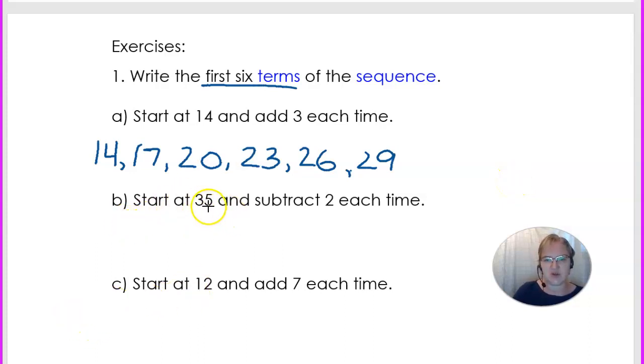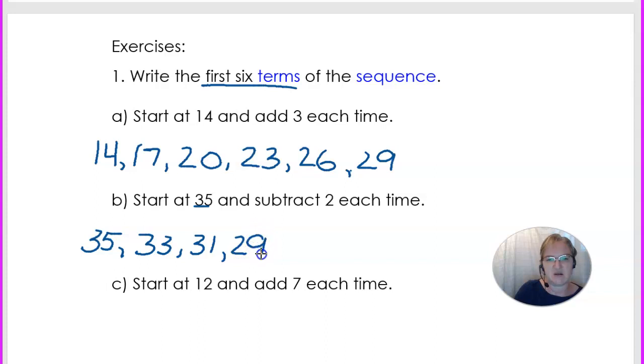For B, start at 35. So our first term will be 35. And subtract 2 each time. So 35 minus 2 will be 33, minus 2 will be 31, minus 2 will be 29, minus 2 will be 27, and minus 2 will be 25. And again, there's our first 6 terms of that sequence.